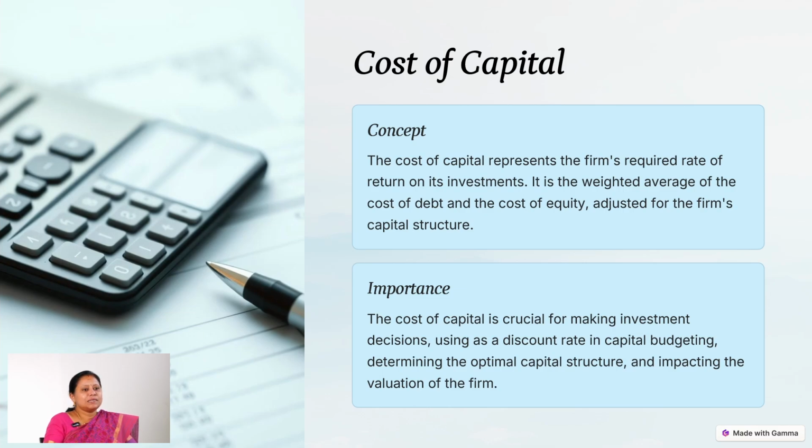If Coca-Cola's WACC is 7%, any project or investment that generates more than 7% would add value to the company, while projects below 7% might decrease shareholders' value. Thus, the cost of capital serves as a benchmark, ensuring that capital is allocated to projects that enhance company value.